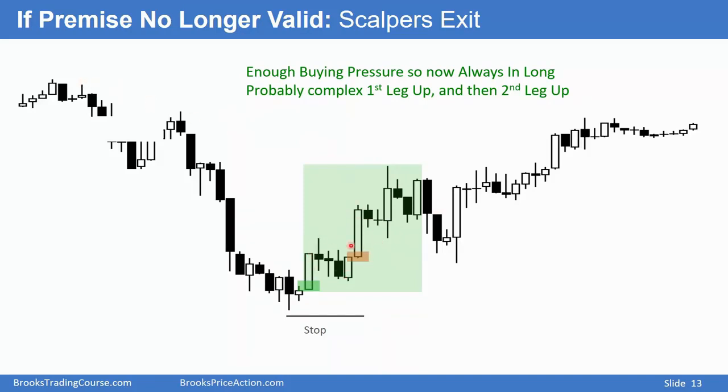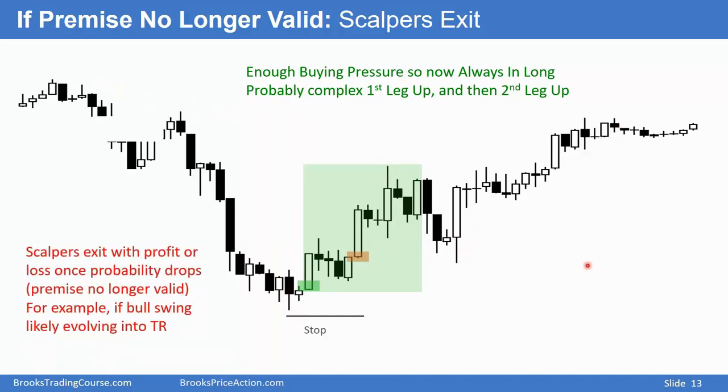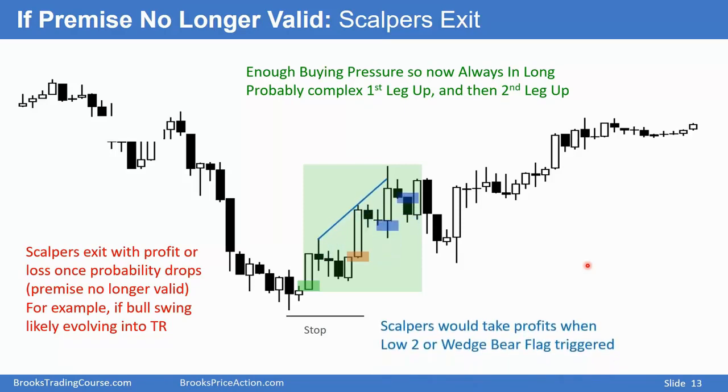It's a complex rally. We have a pullback, we have a pullback, we have a pullback, and a pretty tight channel. Probably it's the first of two larger legs up. So leg one, a complex pullback, and then leg two. Scalpers are going to be pretty quick to take profits. For example, we have two legs up, one pullback, two. A scalper would get out here or here.